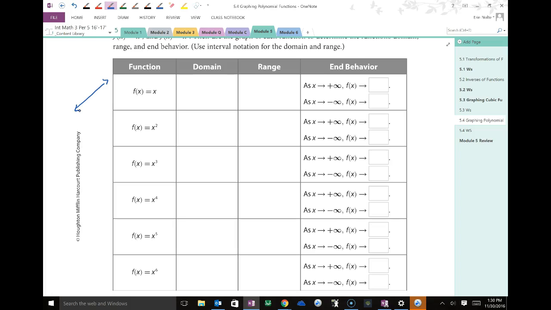So, what is the domain of x? What are the x values that x can be? Anything, right? So, we can say the domain is from negative infinity to positive infinity. What are the range values? Range values are your y. So, what's the lowest one to the highest one? The same, right? What about the end behavior? As x goes really far to the right, what is the y value doing? Going up to infinity. Really far up.